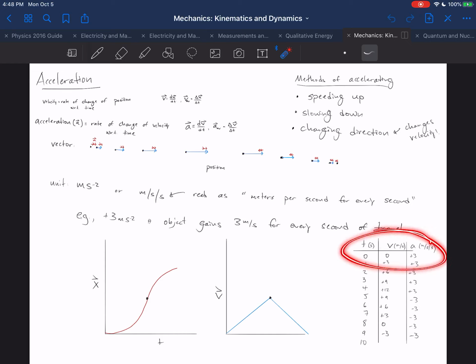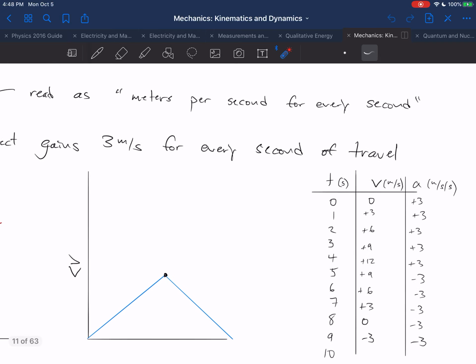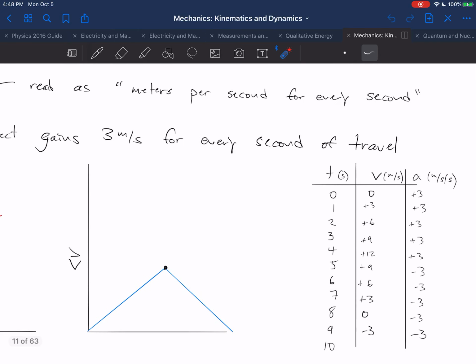So if it starts out at a velocity of 0, if we take a look at this motion and examine a data table for it, then at t equals 0 seconds, the velocity is 0. At t equals 1 second, that velocity is plus 3 meters per second. At 2 seconds, the velocity is plus 6. At 3 seconds, the velocity is plus 9, and so on and so forth. So the velocity is changing by 3 meters per second every second. That's what the acceleration means.